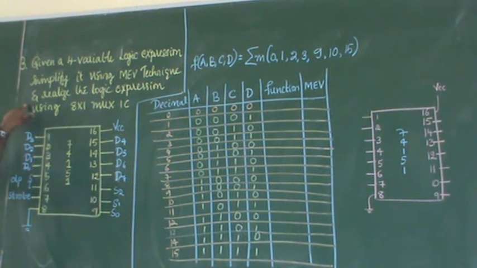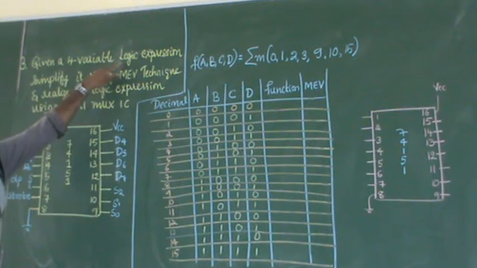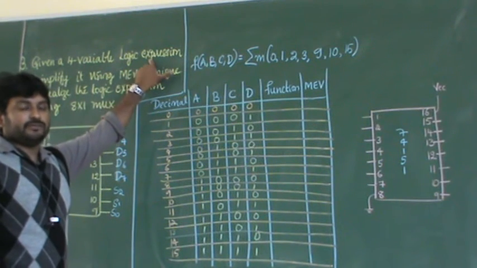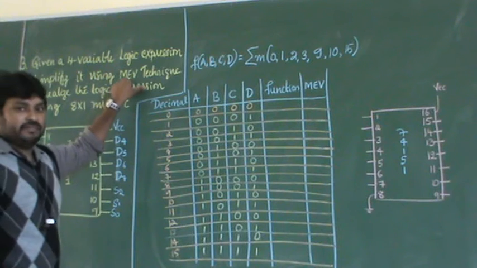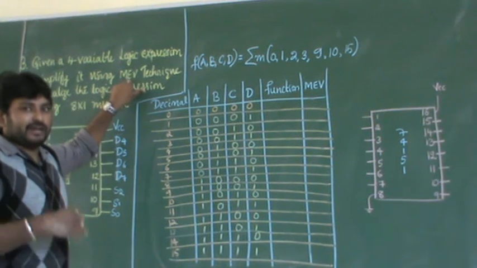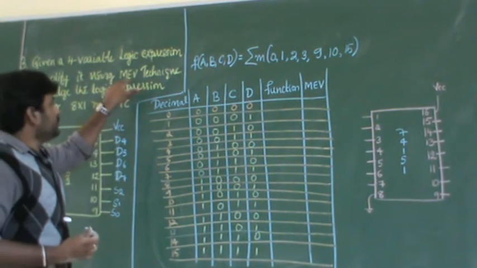This is the third experiment in the digital part. So what is the name of the experiment? It is given a 4-variable logic expression. They will be giving a 4-variable logic expression. Simplify it using the MEV technique. You have to simplify whatever expression they give by using the MEV technique.